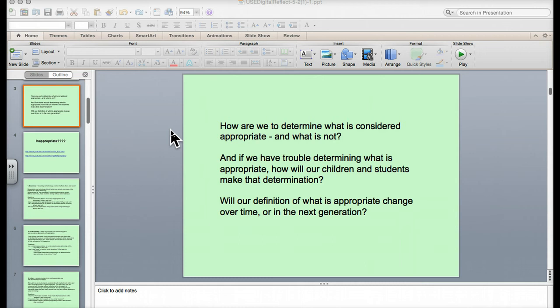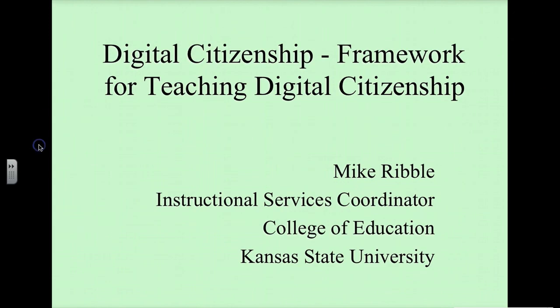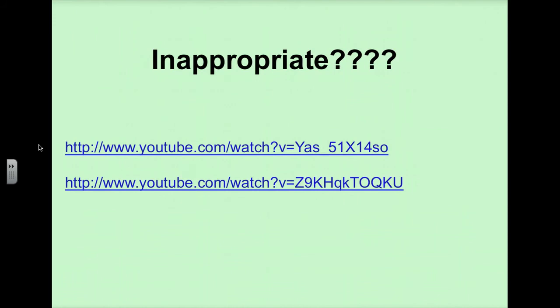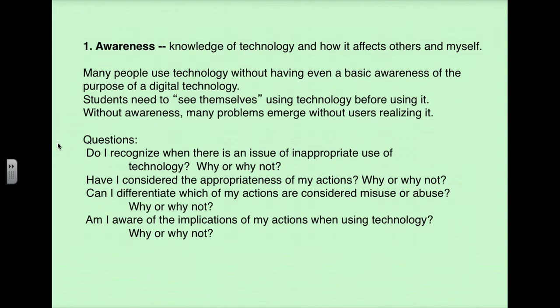So we see that technology always drives change in our society. Ribble's point is, can we determine whether what we see is appropriate and what is not? And then how do we determine that? So the first step of this awareness is that we have to have the knowledge of the technology and how it affects others and ourselves.